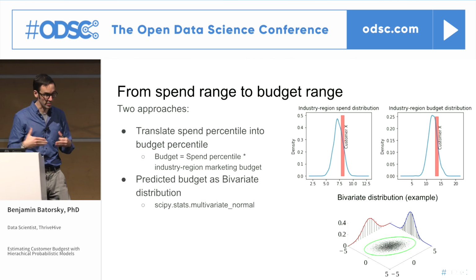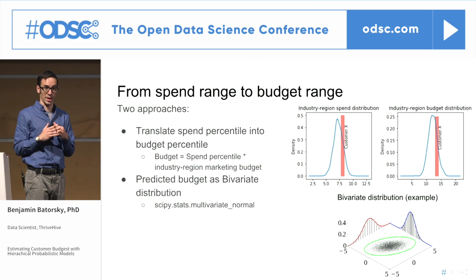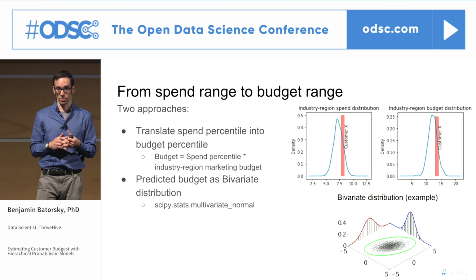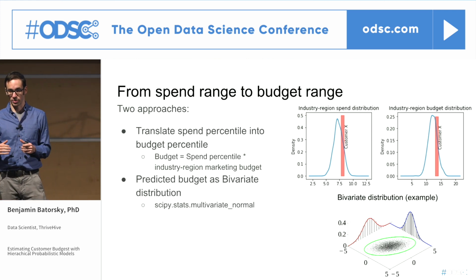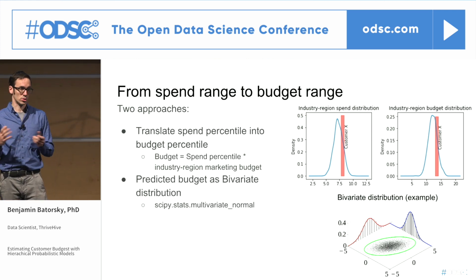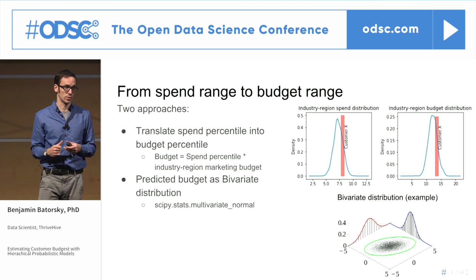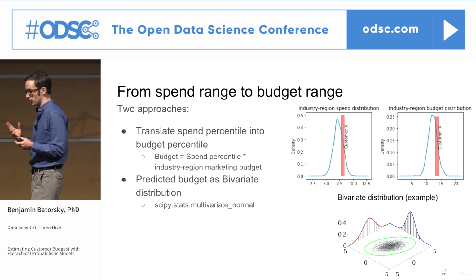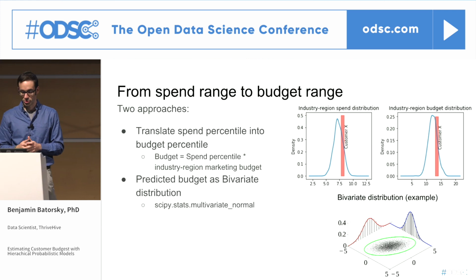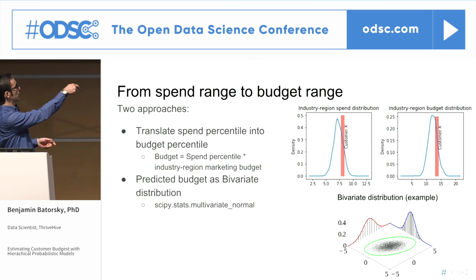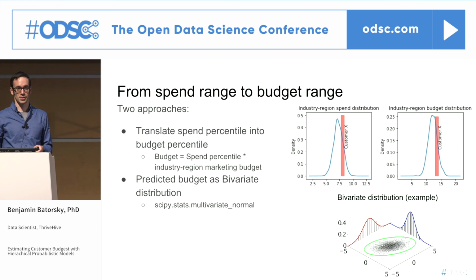It probably makes sense to combine the two distributions that we have into a bivariate distribution. And in this case, it wasn't actually implemented in PyMC3. I just used SciPy stats to create a bivariate distribution from the spend and region distributions. Oh, and also, this is not actually the distribution. This is just to visualize what a bivariate distribution looks like.